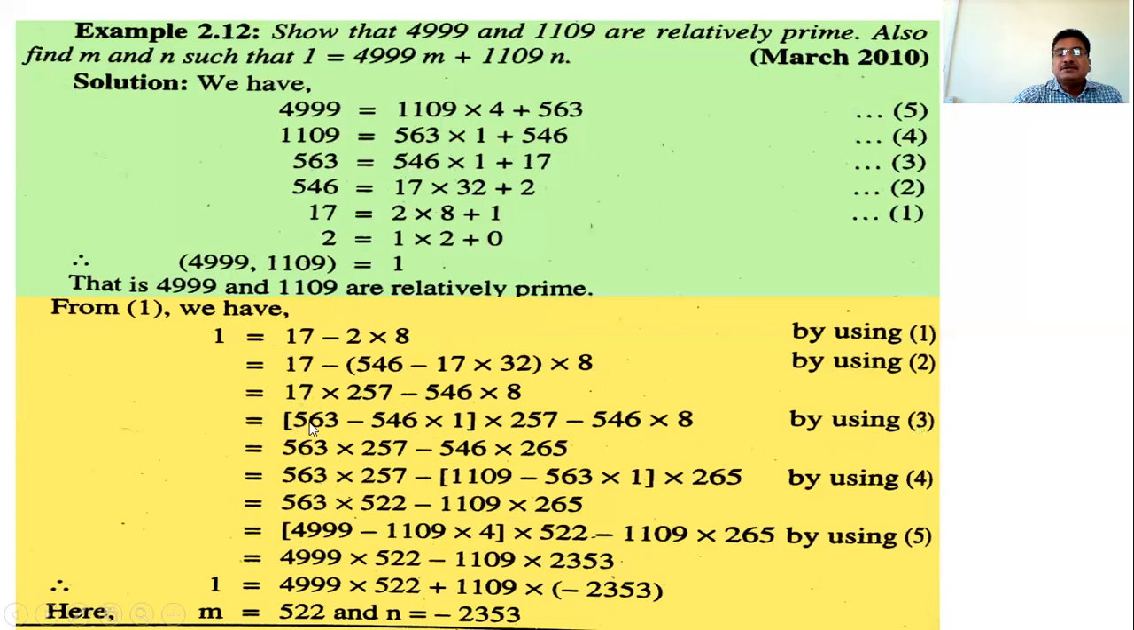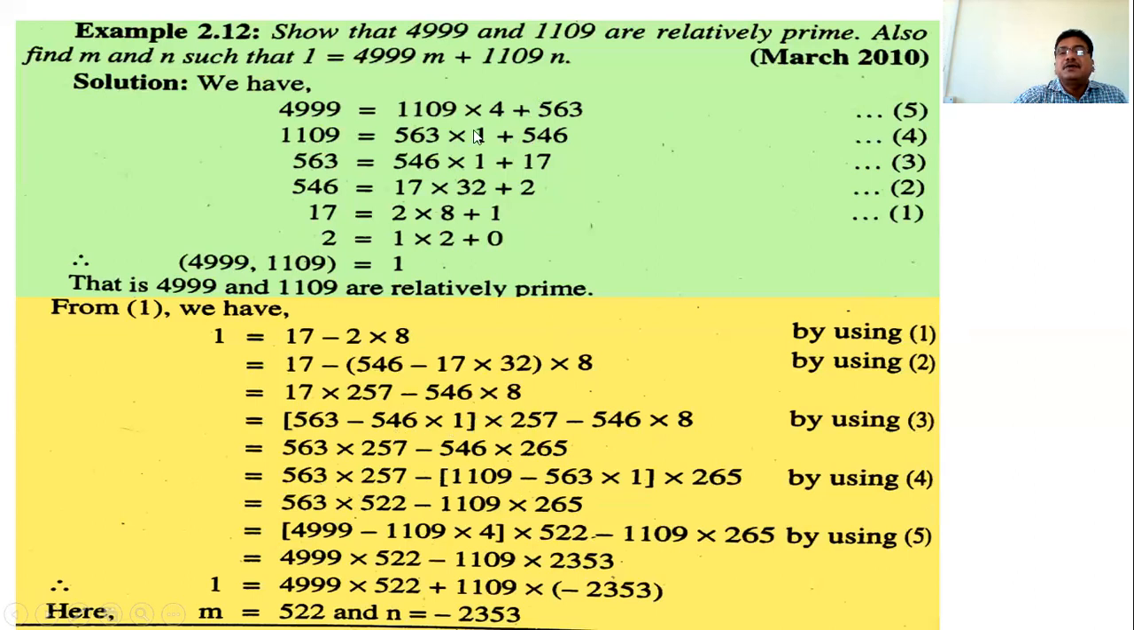Then what do we have? 563 into 257 minus 546 into 1 into 257, meaning 546 into 257. And here is 546 into 8. So if we take 546 as common, then we have in the bracket 257 plus 8 becomes 265. Okay, and then substitute the value of 546 from equation number 4.